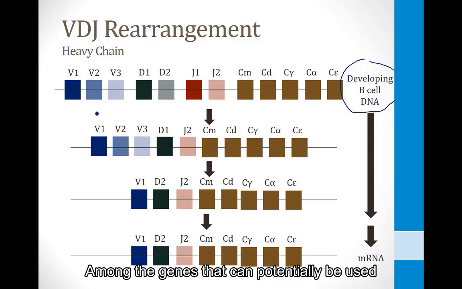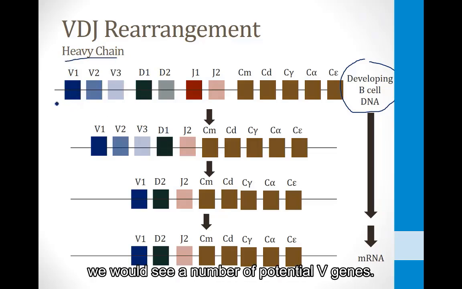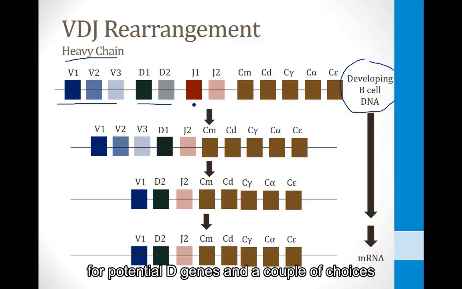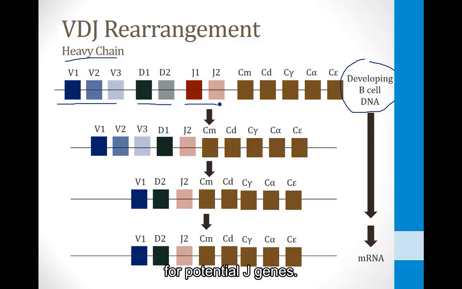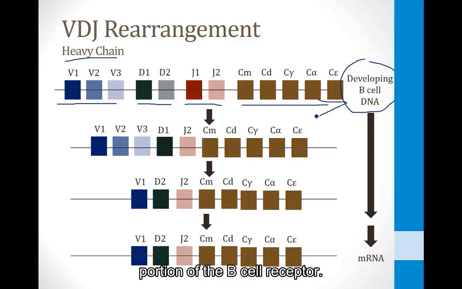Among the genes that can potentially be used to synthesize a heavy chain, we would see a number of potential V genes. In this example, I've only shown 3, but as we'll talk about in a minute, actual B cells have more than 3 choices for the V gene. We would also see a couple of choices for potential D genes and a couple of choices for potential J genes. And then in addition to this, there are a number of genes that code for the constant portion of the B cell receptor. I'll talk about those later.